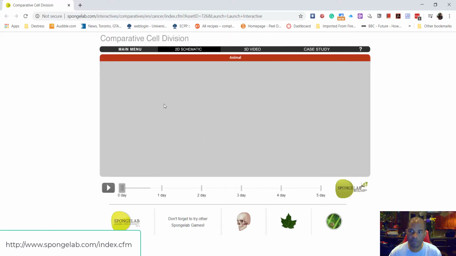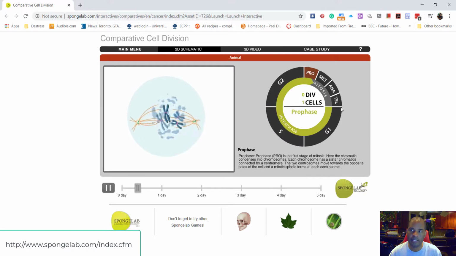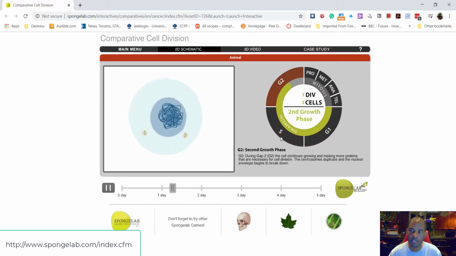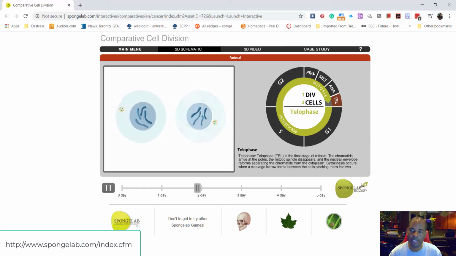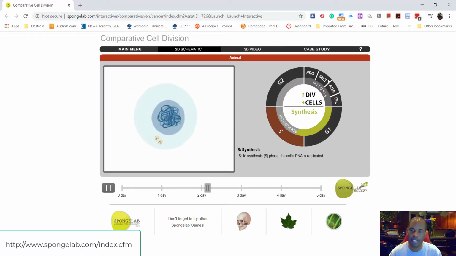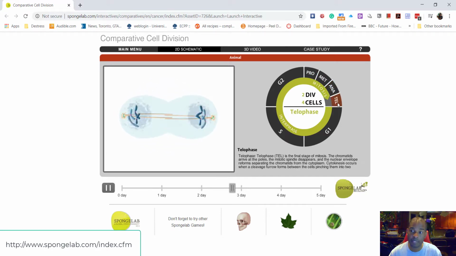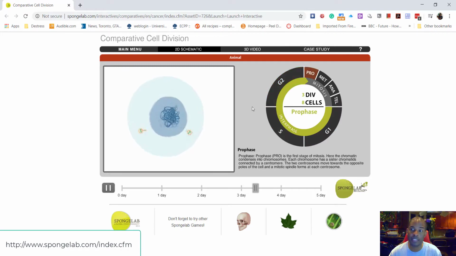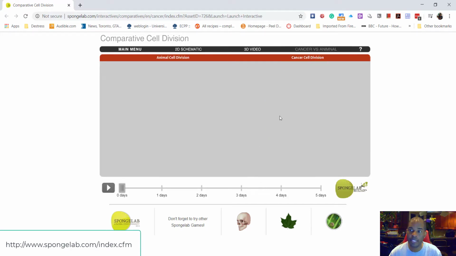Oops, start. So this is normal mitosis. You should recognize this, right? It's going pretty fast. So we've got G1, normal cell; S, DNA replicates; G2, getting ready for cell division; prophase, the chromosomes condense; metaphase, they line up at the equator; anaphase, sister chromatids split; telophase, the cell splits; cytokinesis occurs, and it keeps on going. That's mitosis. That's a cell cycle with mitosis. Okay. So now let's take a look at this cancer.